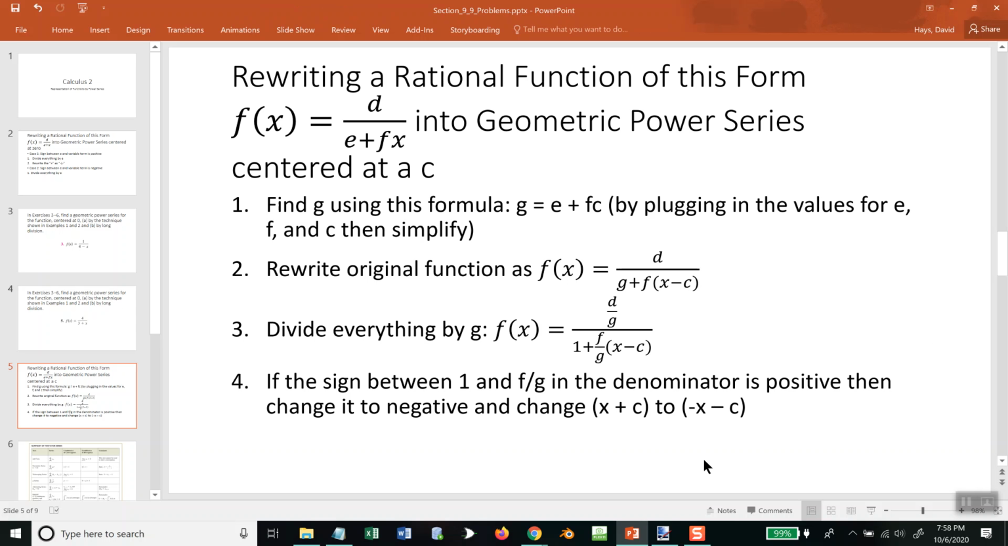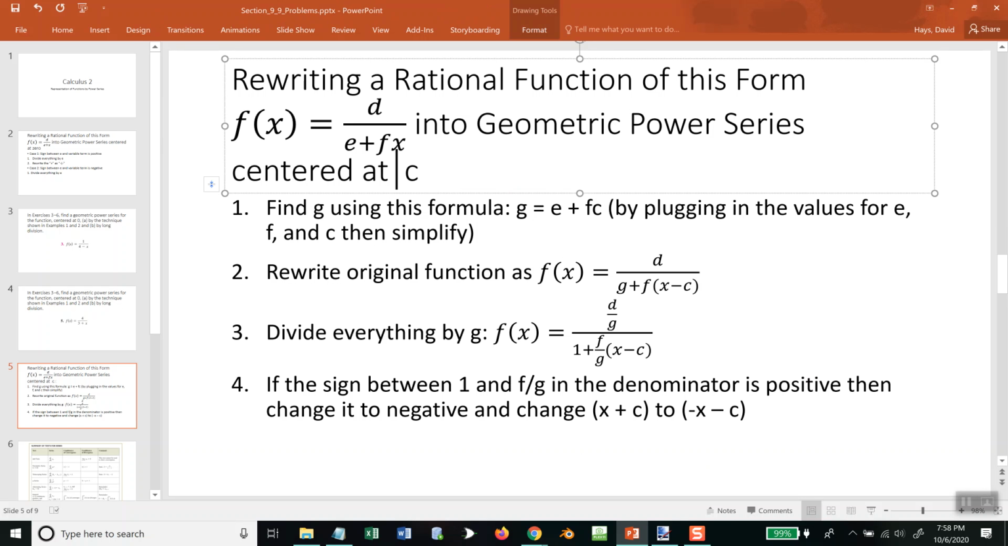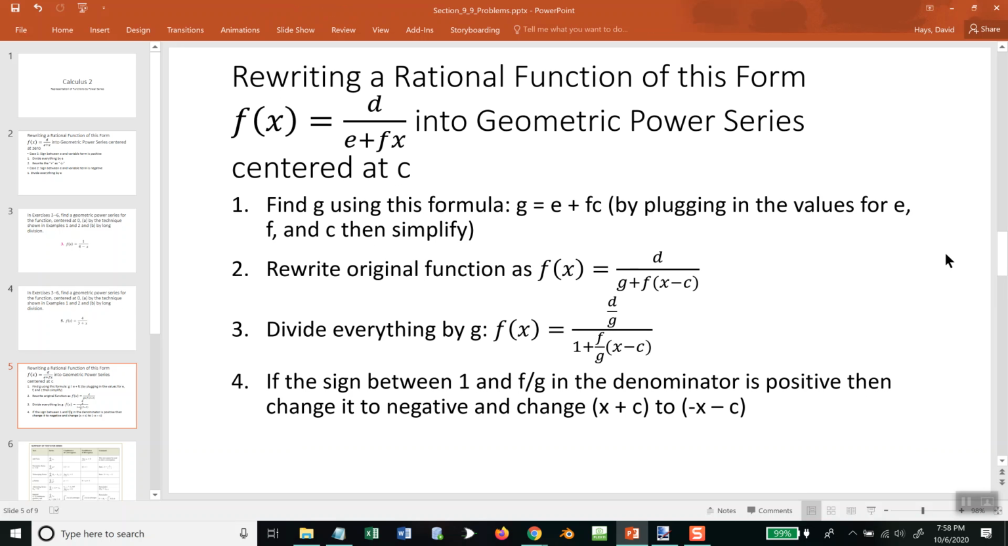Now it says it's centered at C. Originally, I was thinking I was going to have 2 slides for this, centered at negative C and centered at positive C. But then when I was working the problems, the steps I'd come up with were working on both types. So it's like, oh, this doesn't seem to matter. Let's see if that's a true statement.